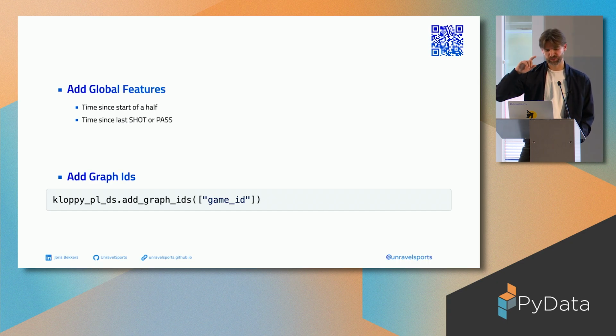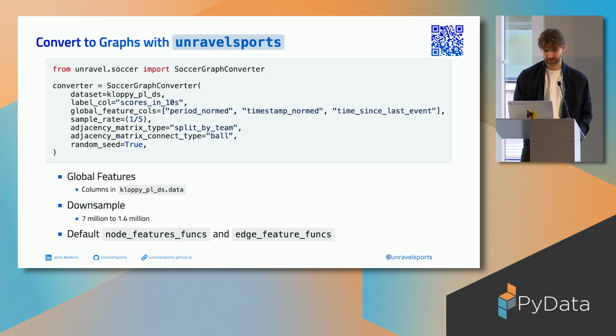These graph IDs are important for splitting our test, train, and validation sets. We don't want to leak any information from the same game into multiple of these sets. So we split it by game ID. That means that for one game, all data is either in the training set, the test set, or the validation set. You can change that if you want, but it's not recommended.